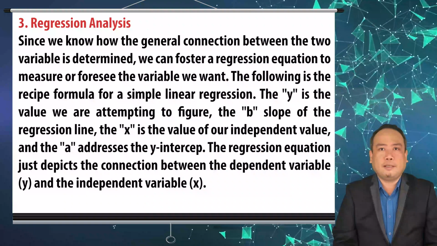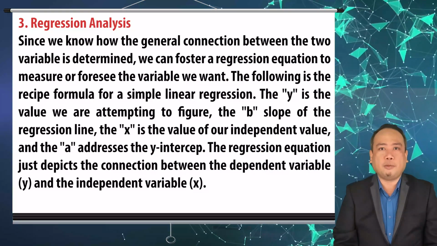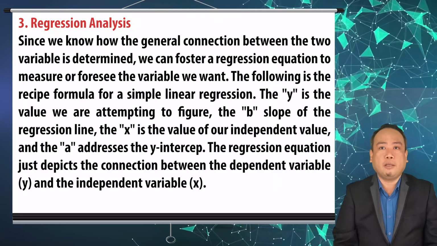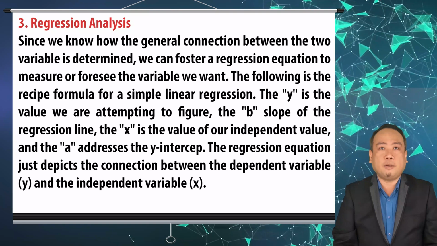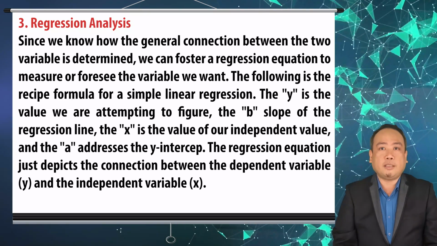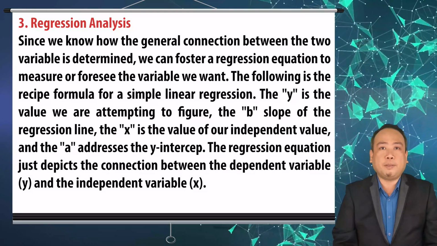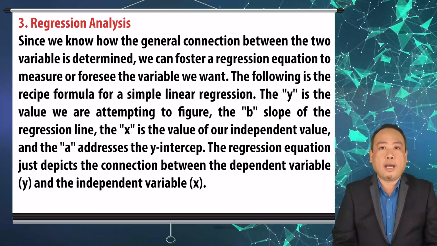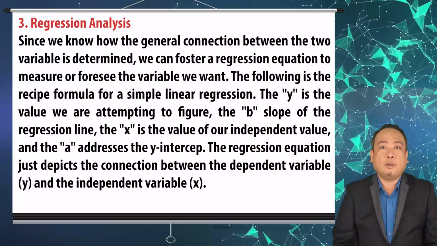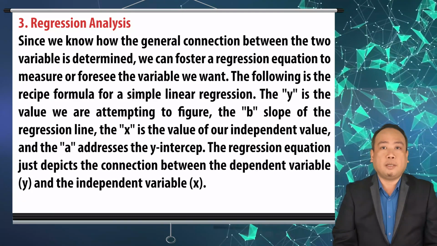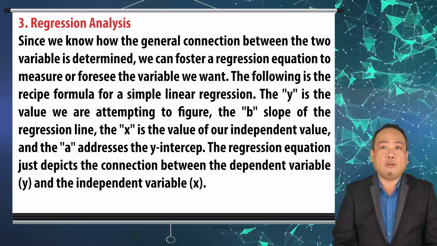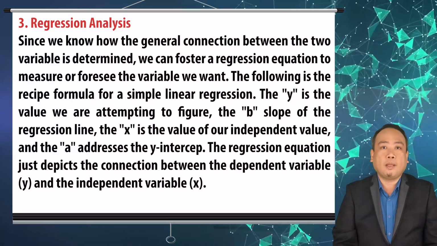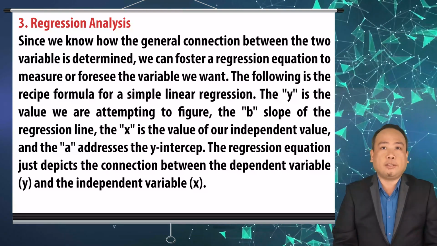Regression analysis. Since we know how the general connection between the two variables is determined, we can develop a regression equation to measure or forecast the variable we want. The following is the formula for a simple linear regression. The y is the value we are attempting to figure. The b is the slope of the regression line. The x is the value of our independent variable. And a represents the y-intercept.